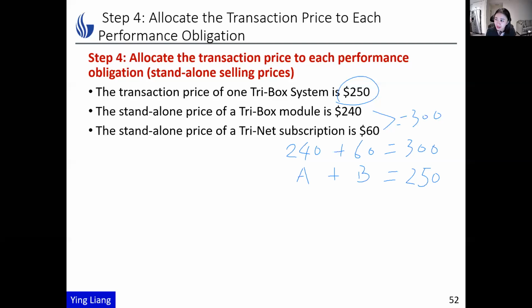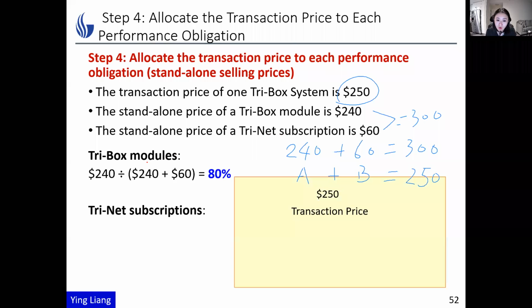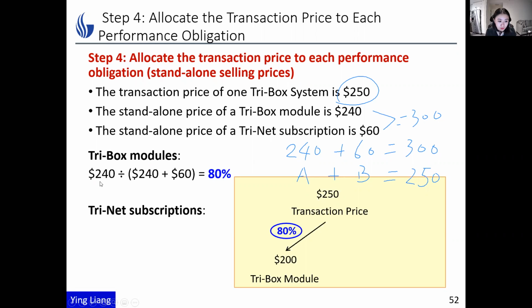In fact, this is exactly what we do for the analysis. So for the module part, I know my original price is $240, and the total is $300. So I want to know first how much the 240 counts in terms of percentage of the total price. And we did the calculation, 240 over 300 equals 80%. So we're going to allocate a total of 250, times 80% equals 200. I'm going to allocate $200 out of the $250 to my module.